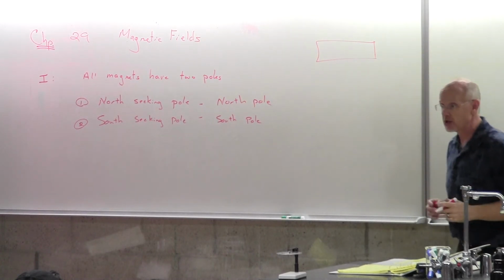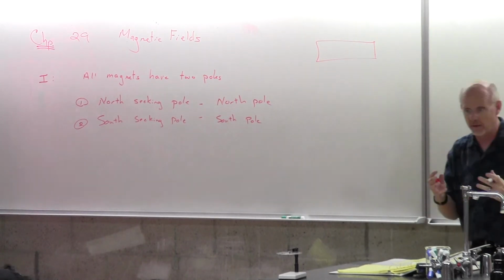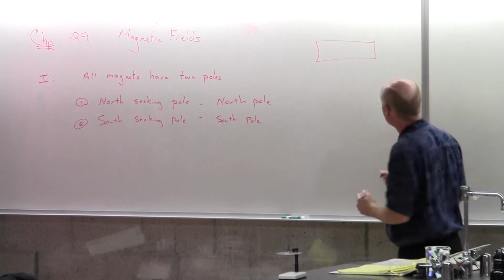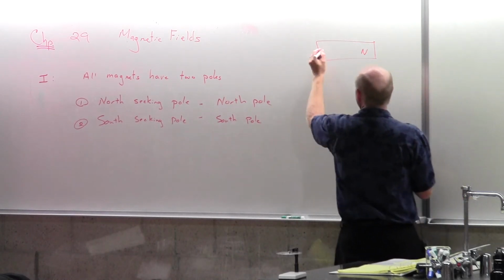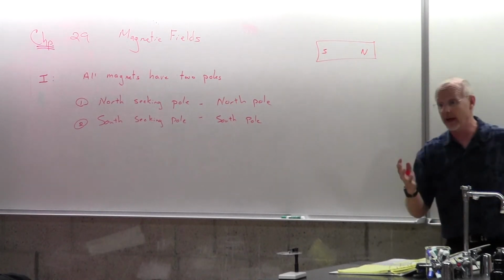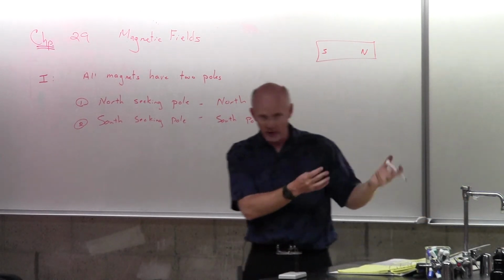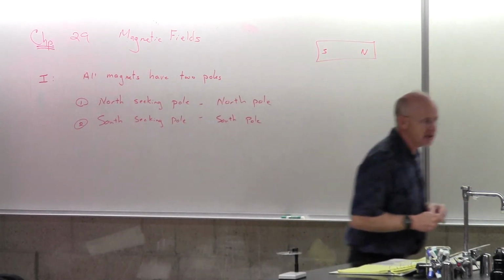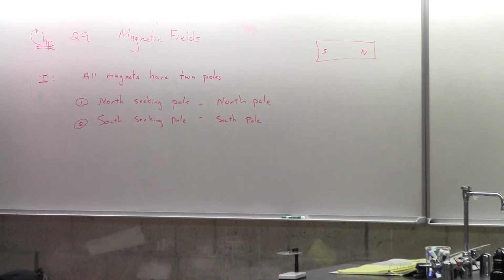This is what you're going to see in the next chapter. We're going to take a piece of metal or some kind of material and say it's magnetic. And on one end we will put a little N, and the other end we will put a little S, right? What do we mean by that? The north side and the south side.